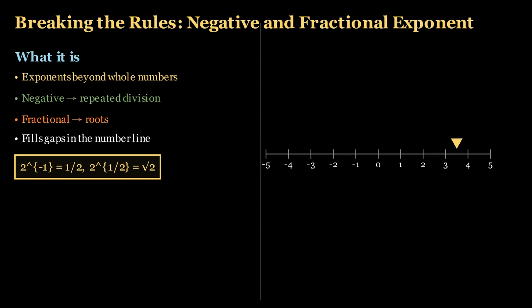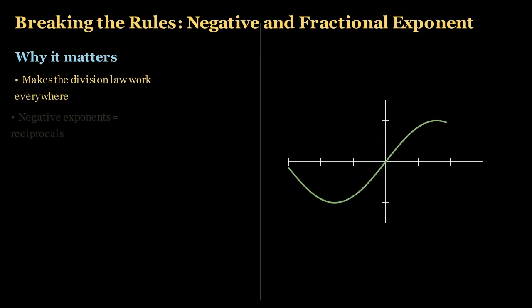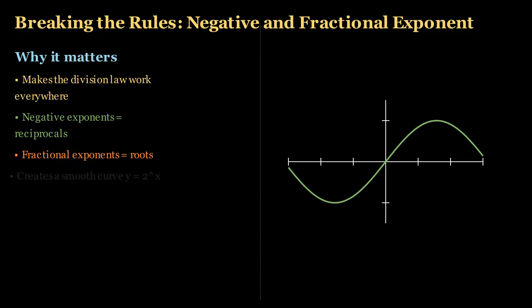Why bother with these strange exponents? Because we want the exponent laws to work for all numbers, not just positive whole ones. Take the division law, 2 cubed divided by 2 squared is 2 to the 1, which is 2. But what about 2 squared divided by 2 cubed? Using the law, we get 2 to the minus 1. But actually doing the division gives 4 over 8, which is 1/2. So to keep the law consistent, 2 to the minus 1 must equal 1/2. That's the purpose. Negative exponents are just reciprocals.